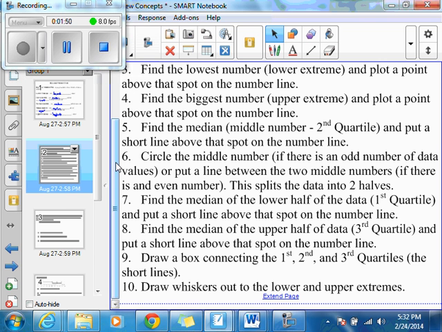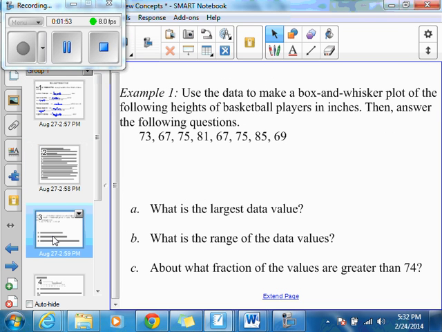Okay, here's our example. Use the data to make a box and whisker plot of the heights of basketball players in inches, and then answer some questions. To be able to make a box and whisker plot, you first of all need to put your data in order from least to greatest, so we're going to do that.